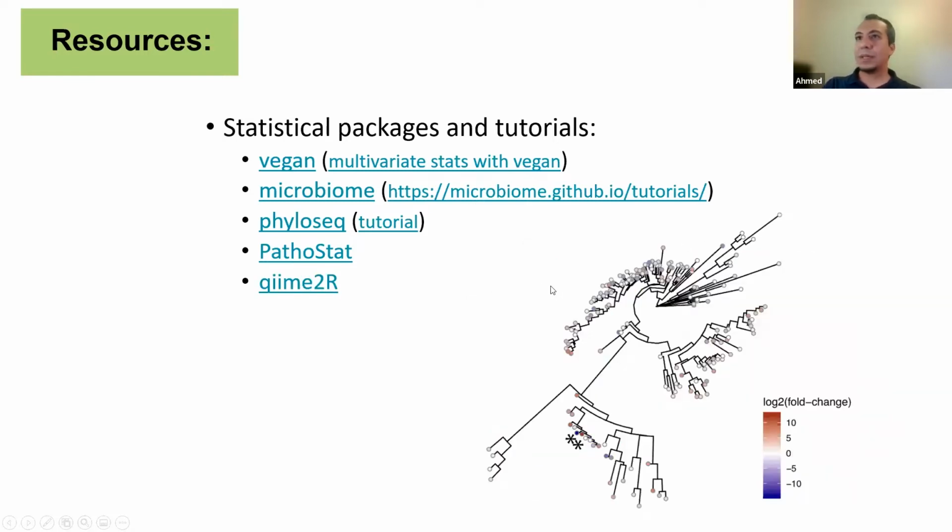ggtree is another package that is more powerful when you look at trees. It allows you to do some sort of statistics on top of the dendrograms that are outputted. Here you're looking at an example where the color gradient represents the log2 fold change between different taxa, and it allows you to look at the statistically significant enrichment of different taxa across your tree.